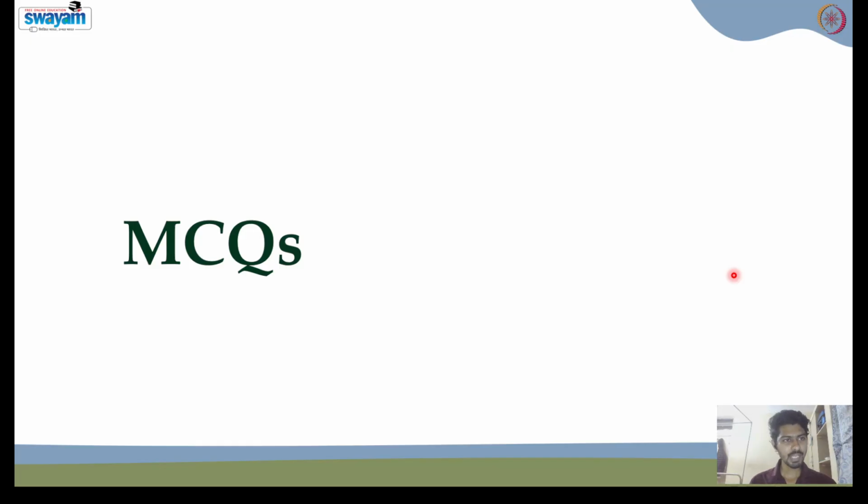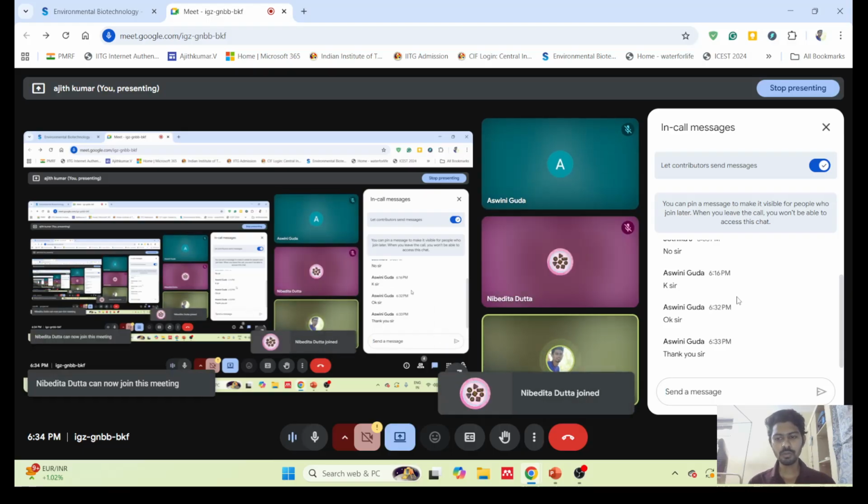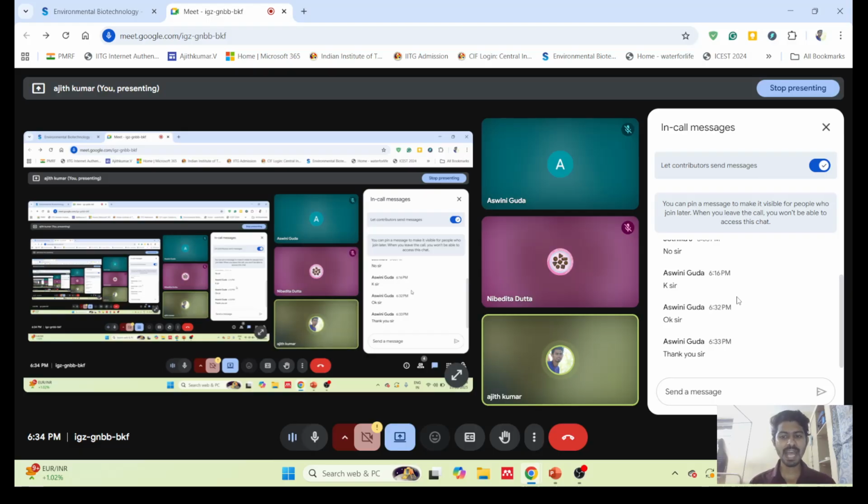If you have any doubts regarding the concepts, you can put your message in the chat box, or you can put your message in the discussion forums that are available in the NPTEL portal of the Environmental Biotechnology course, where our team will be addressing those queries. Do you have any doubts till now? Can we move on to MCQs? This should be an interactive session, so you can post your answers.